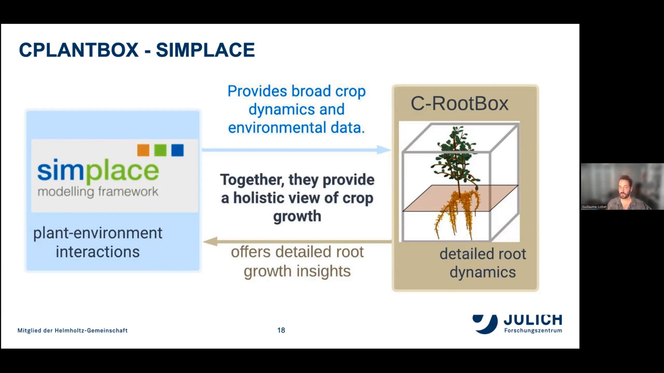This is important, for instance, in the case of drought stress, where the root system is really at the interface between the plant and the soil. And so having an accurate representation of the root system allows you to have a better representation of the impact of drought on the crop.